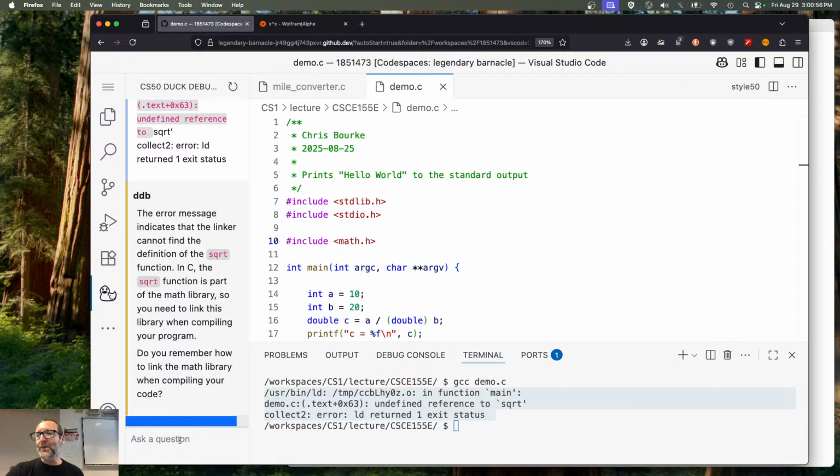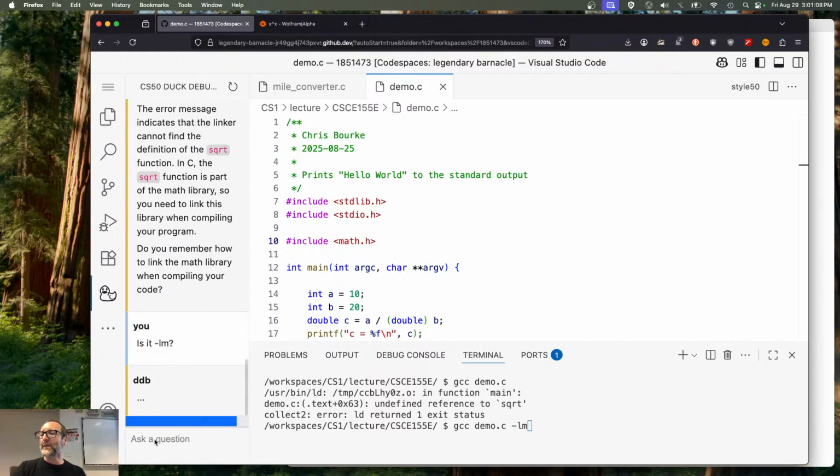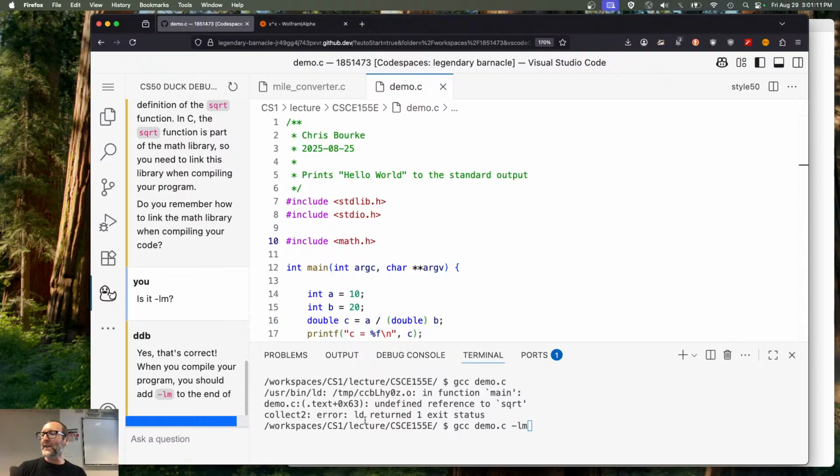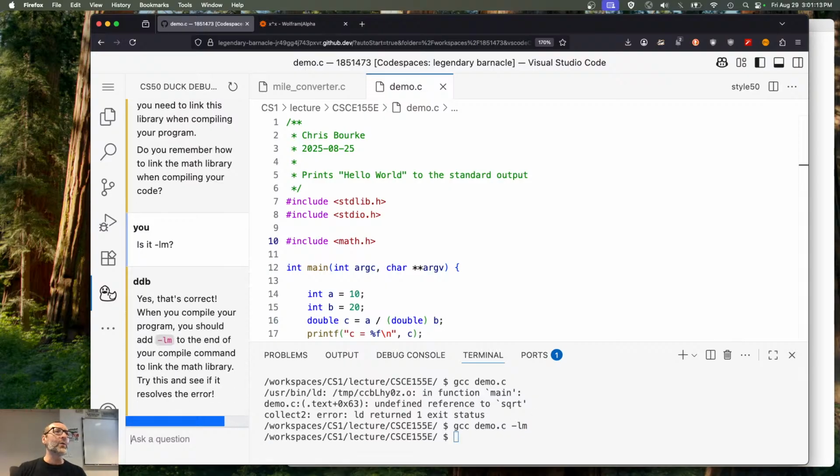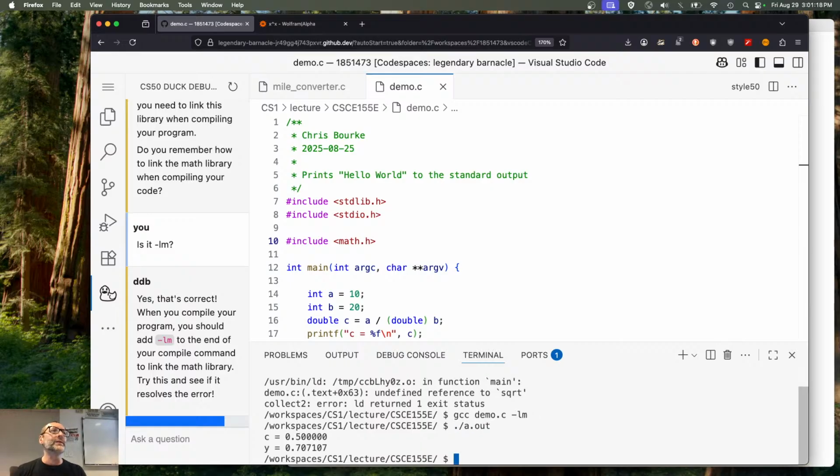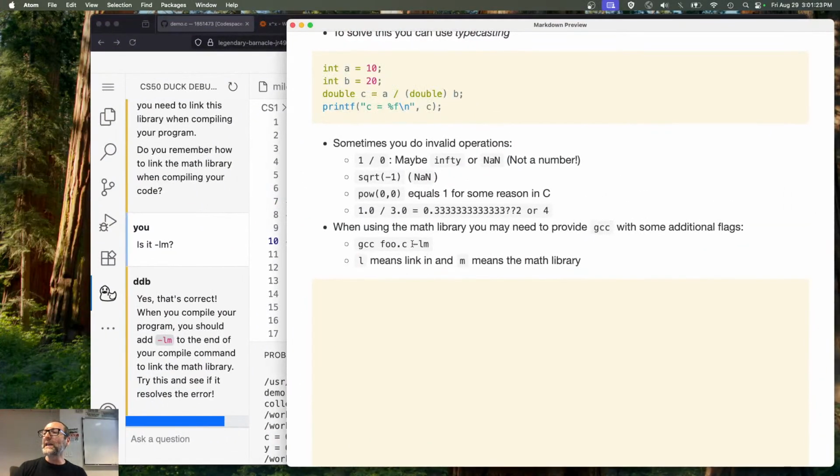Do you remember how to link in the math library when compiling your code? Well, do you remember I put it in the notes just now? It's what? -lm, right? But let's ask it. Is it -lm? Yes, that's correct. Thank you. I got it. Yay. Now it runs. So what is the square root of 0.5? Apparently it's 0.7 something. Okay. So sometimes you might need to link in the math library if you're using math stuff. All right. That's variables and operations.